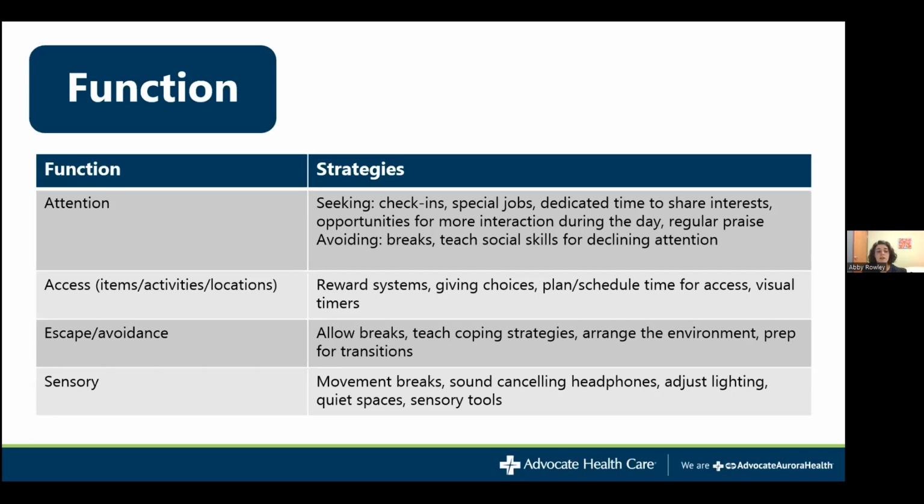If the person is trying to escape or avoid something, allow breaks, teach coping strategies for the things that they cannot avoid, arrange the environment differently, and prep for transitions that might be coming so that they are ready for it. And for sensory things, if the function of the behavior is sensory, either seeking or avoiding, you can build in movement breaks, sound-canceling headphones, adjust the lighting, create quiet spaces where they can go, and provide sensory tools that can help them meet that need in a positive way. So next slide, and I will pass it to Katie.